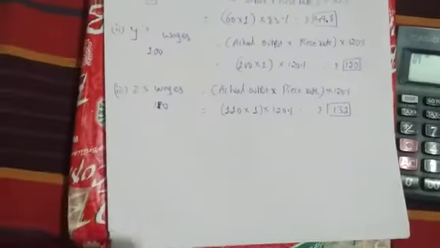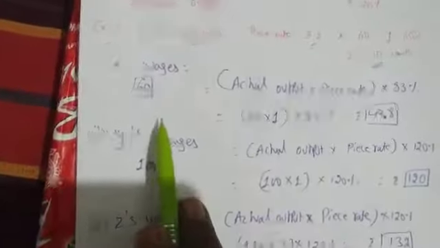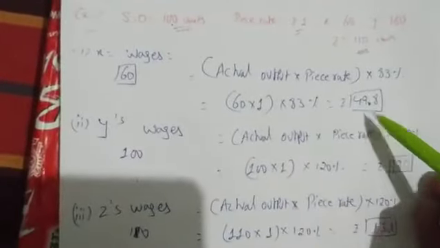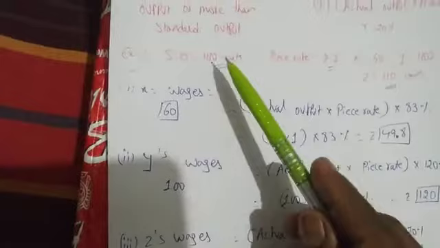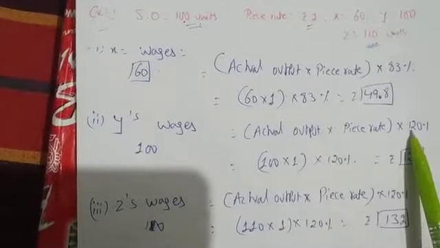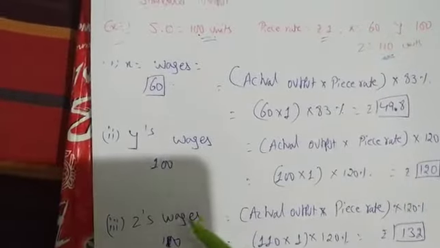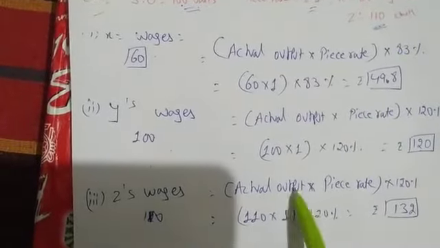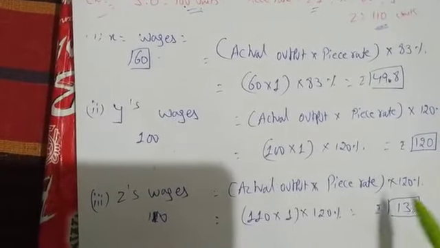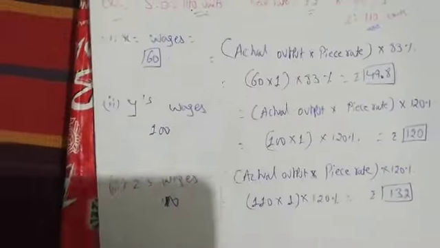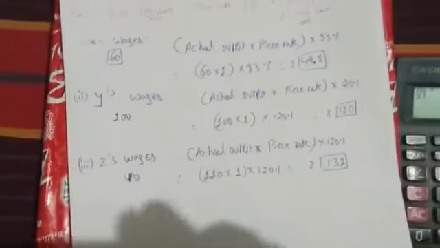So X is producing 60, less than standard output, so he will receive 49.8. Y is producing equal to standard output, so he will receive actual output into piece rate into 120%, that is 120. And Z is producing 110 units, so Z's wages are 110 into 1 into 120%, that is 132. Got it? Easy? It's very easy.